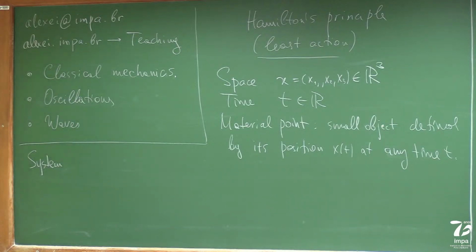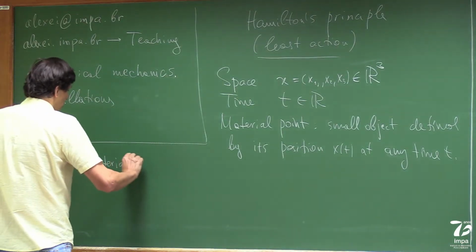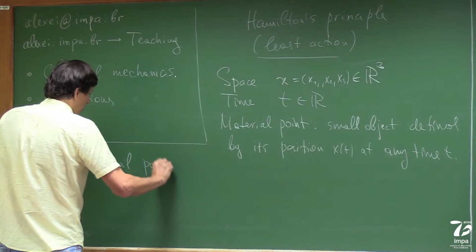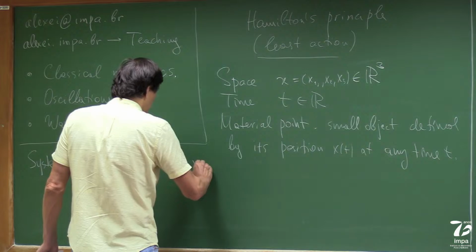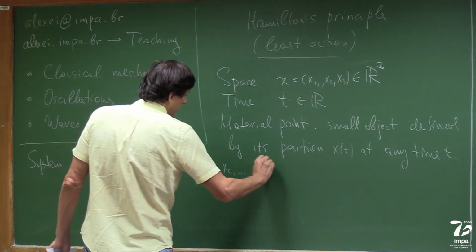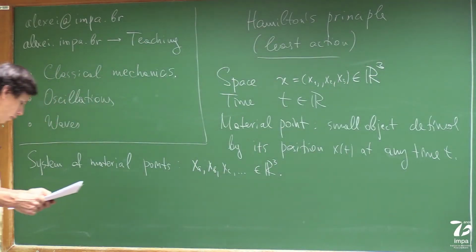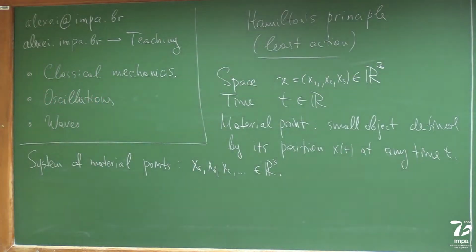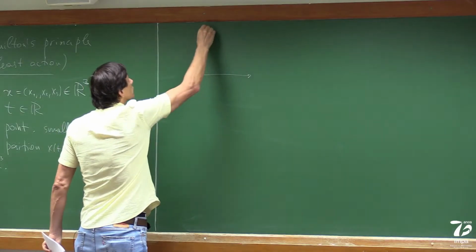Our physical system that we will consider is a system of material points. We will index them by letters: x_A, x_B, x_C, and so on. All of them are points in 3-dimensional space. So what this means is that we have a space with 3 coordinates.